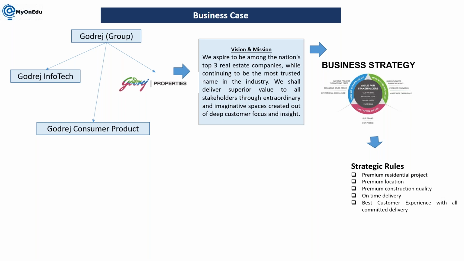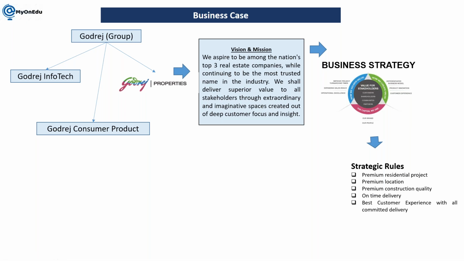By understanding that requirement, they have decided to do only premium residential projects. They will not go for any road construction. They just want to be the king of residential or commercial properties. They are a construction organization, but they want to stay away from those other projects. They will do only commercial and residential real estate projects. So they have defined strategic rules, like for premium residential projects they will do only premium location projects.